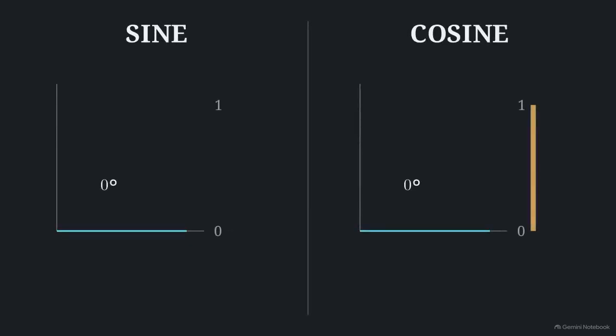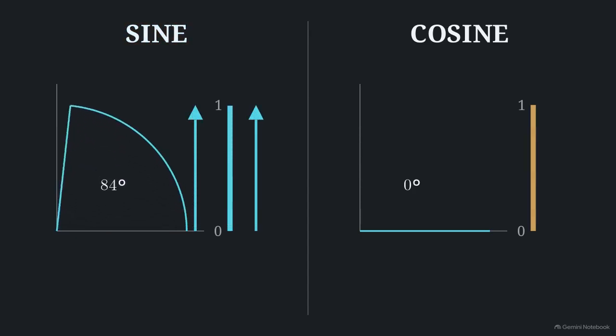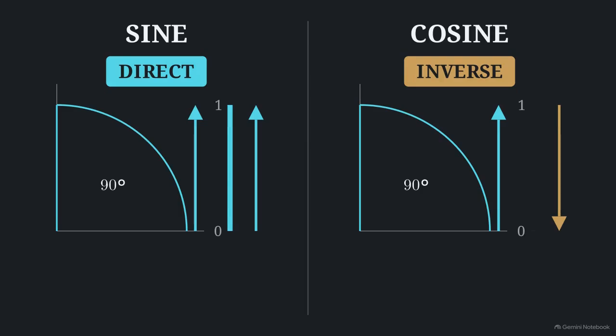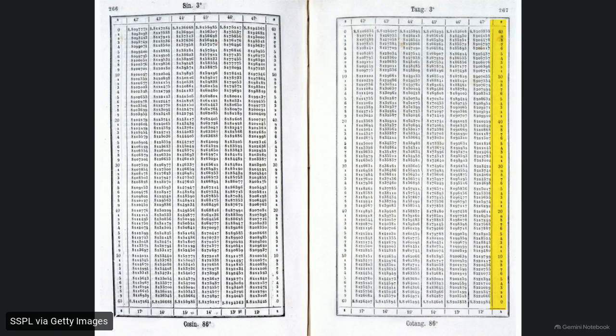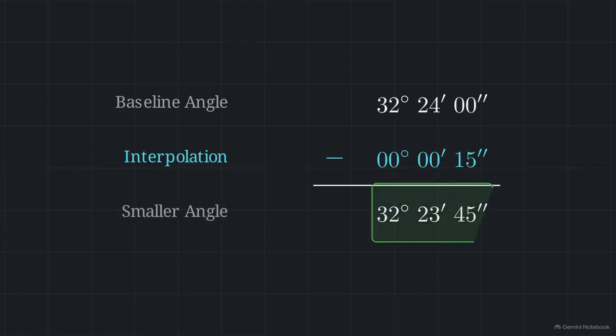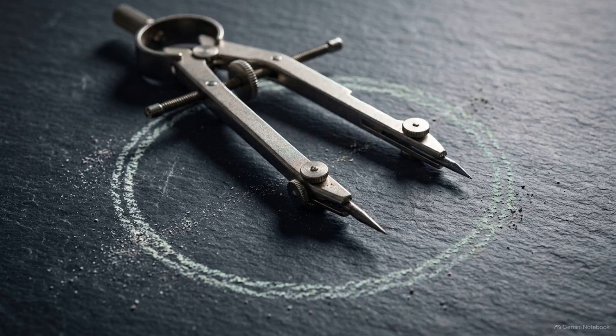But calculating that gap requires paying close attention to which function you are using. With sine, the relationship is direct. As the angle gets larger, the sine value increases. Cosine does the exact opposite. As the angle grows, the cosine value shrinks towards 0. This inverse behavior dictates the interpolation math. If your required cosine logarithm is larger than the printed table value, you have to subtract your interpolation percentage to find a smaller angle.